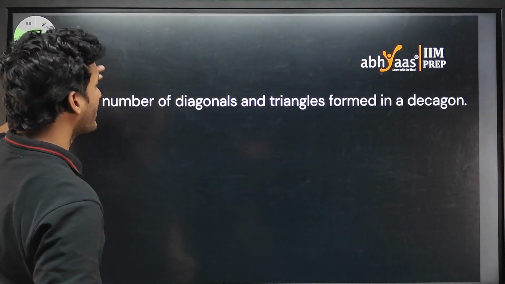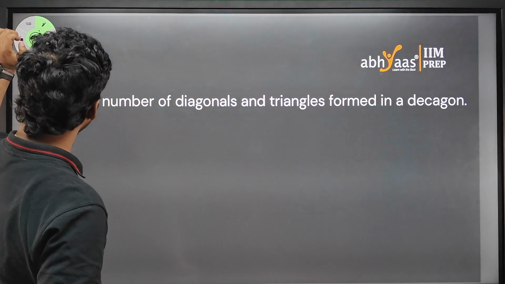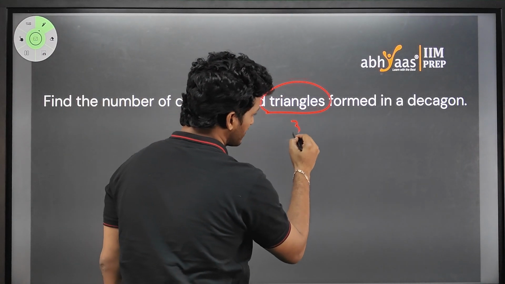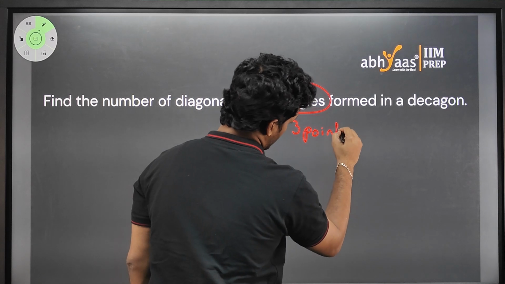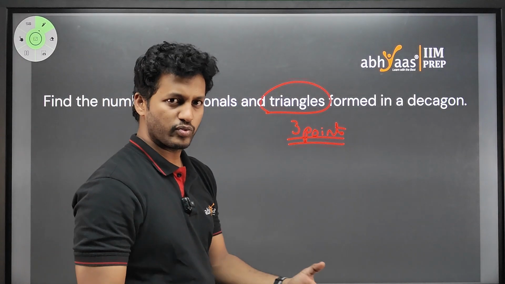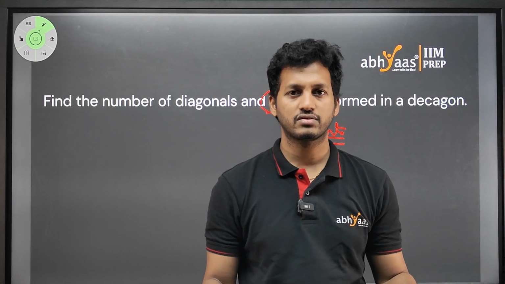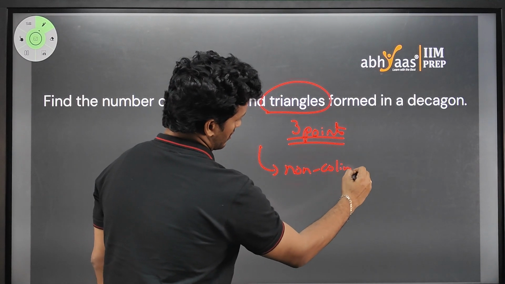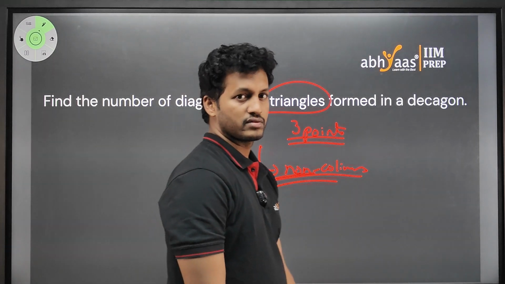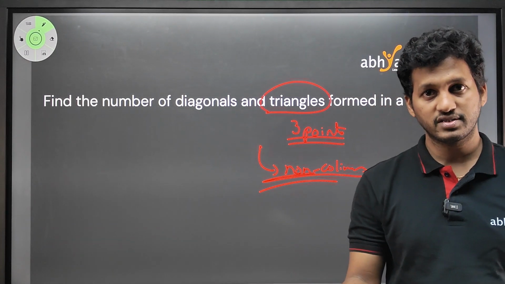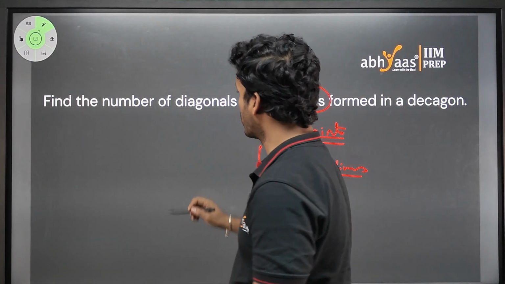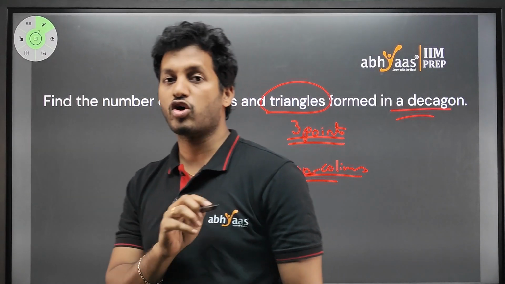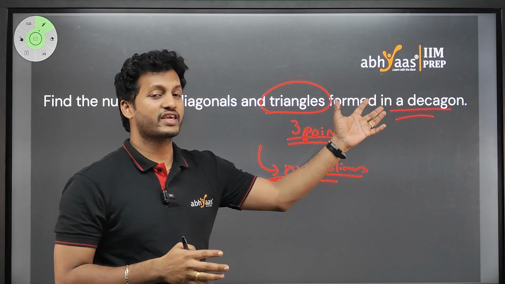Now, can you answer how many triangles are formed in that decagon? Yes, again, for a triangle I need 3 points. Is that so? Only 3 points? Nothing else? No other condition? Yes, the other condition is non-collinear points. Can I form a triangle with these 10 points? Yes, if and only if these points are not collinear, not lying on the same line. Then only we can form a triangle.